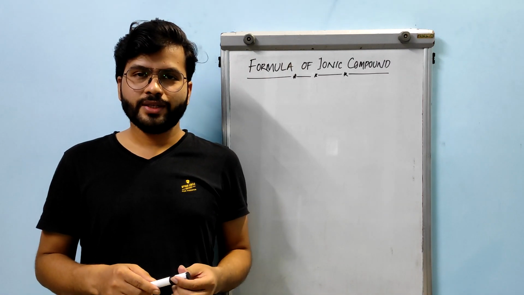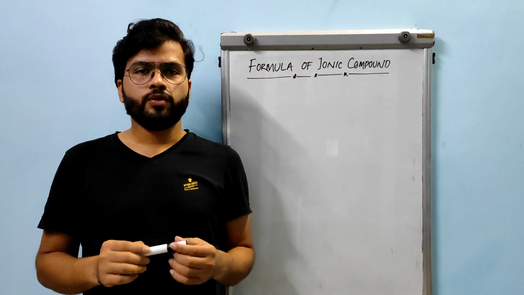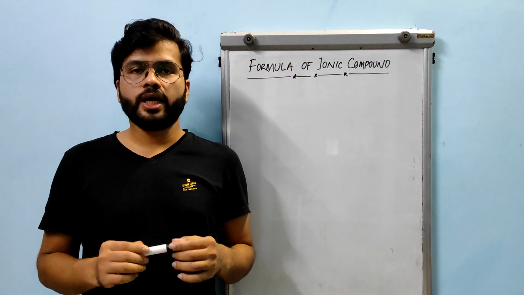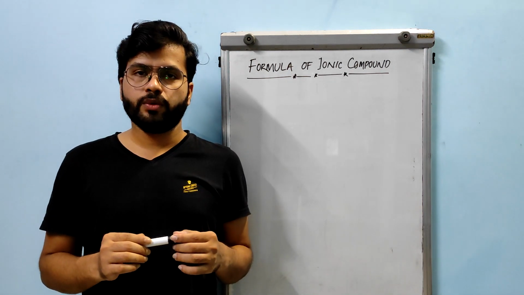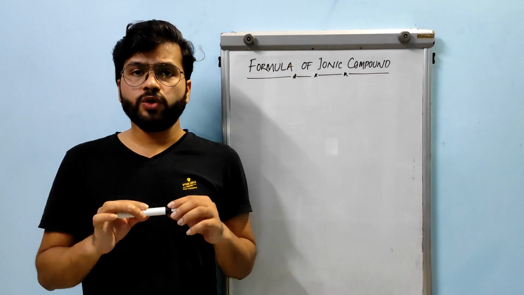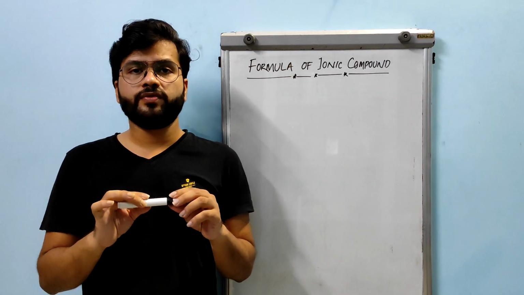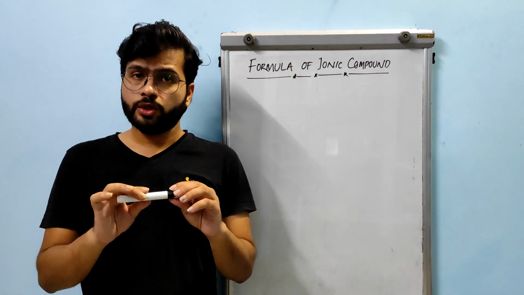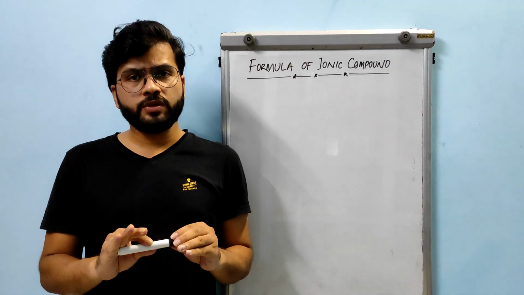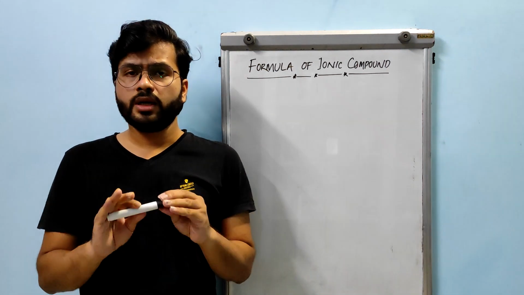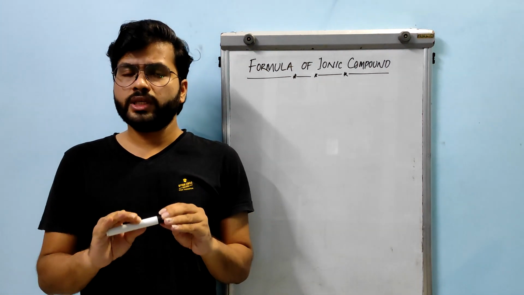Hello everyone. In this module, we will discuss how to write the formula of an ionic compound, provided that you know the symbols and formulas of different ions. To recall, the positive ions are known as cations and the negative ions are known as anions.